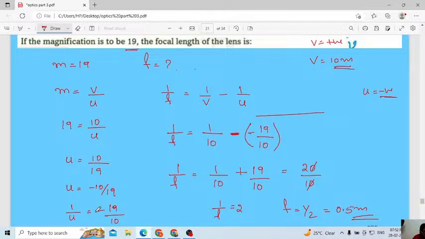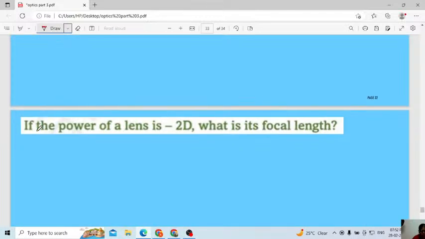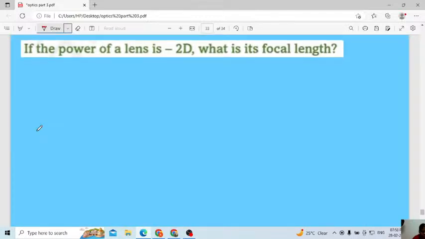Okay, then one more question. There are two more, then I will stop. Okay, what is the power of a lens? Reciprocal of f, easy question. Then next, one more problem.